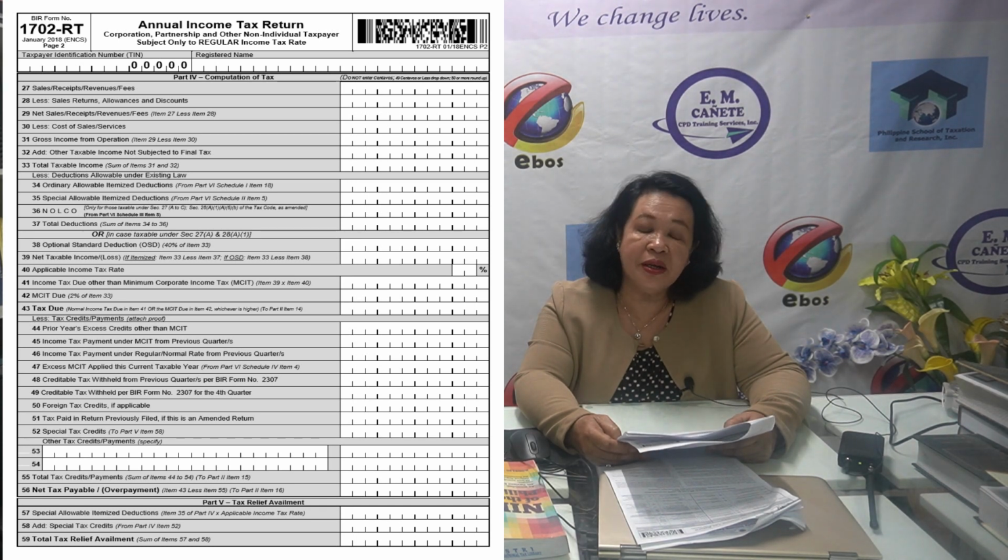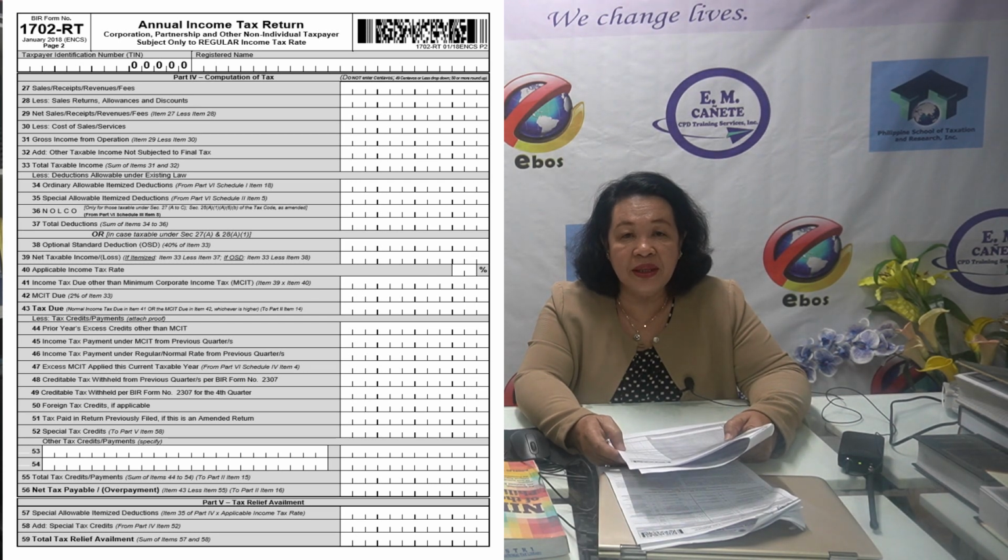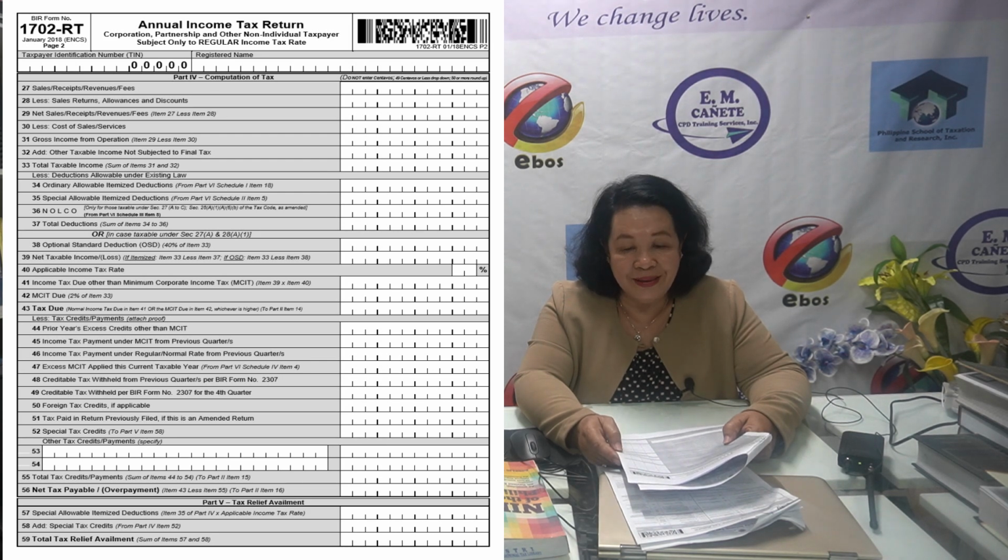Why a preferential rate of 10%? Because they are special corporations. When you say special corporations, the government gives them sort of advantage because they are doing some service to the people with public interest.